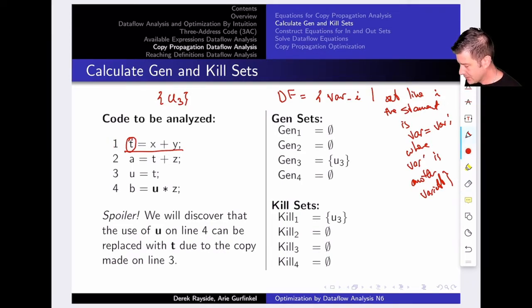And how do I do this? Well, I look at all of my data flow facts. Here I have one. For each data flow fact, I look up what it is a copy of. And if it's a copy of this variable, then that goes into the kill set. So here, the kill set is U3.